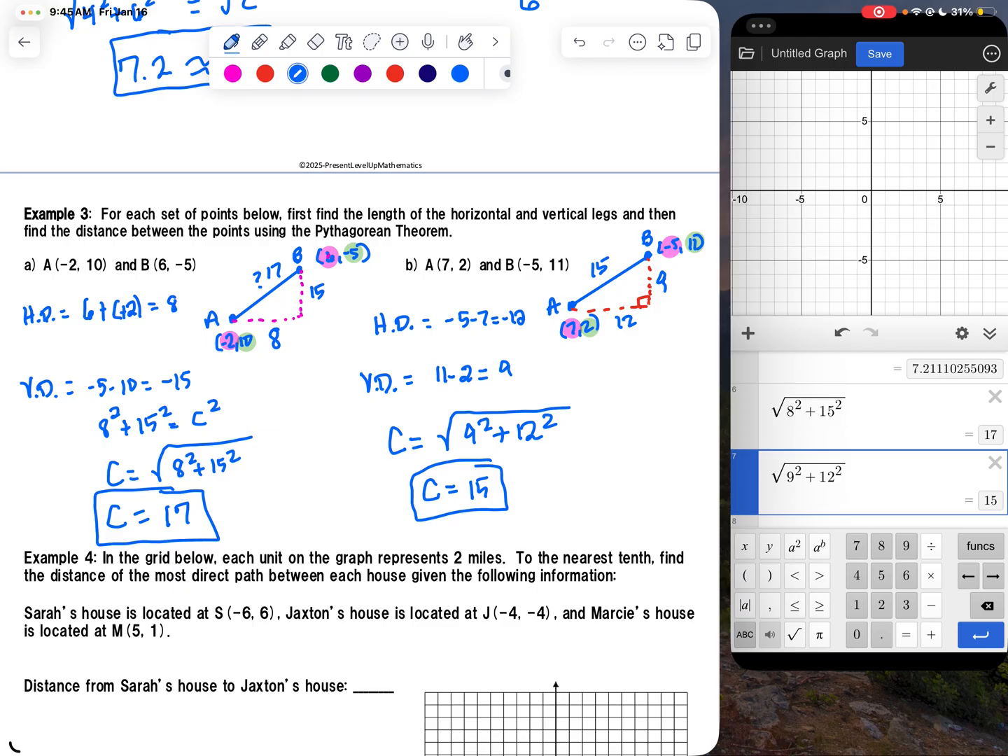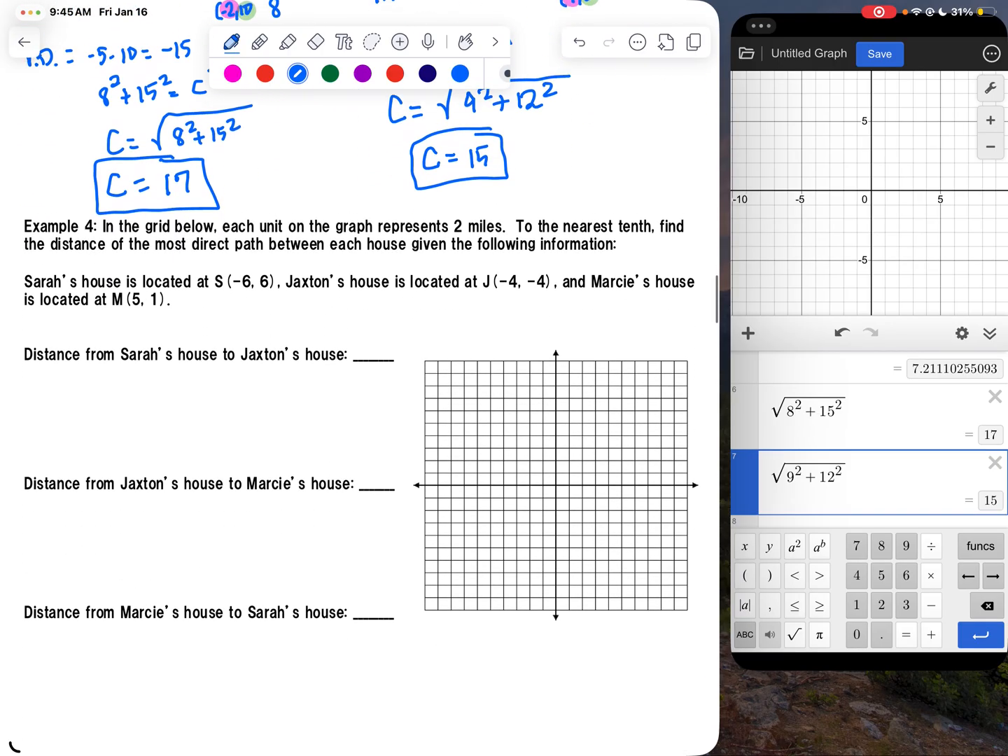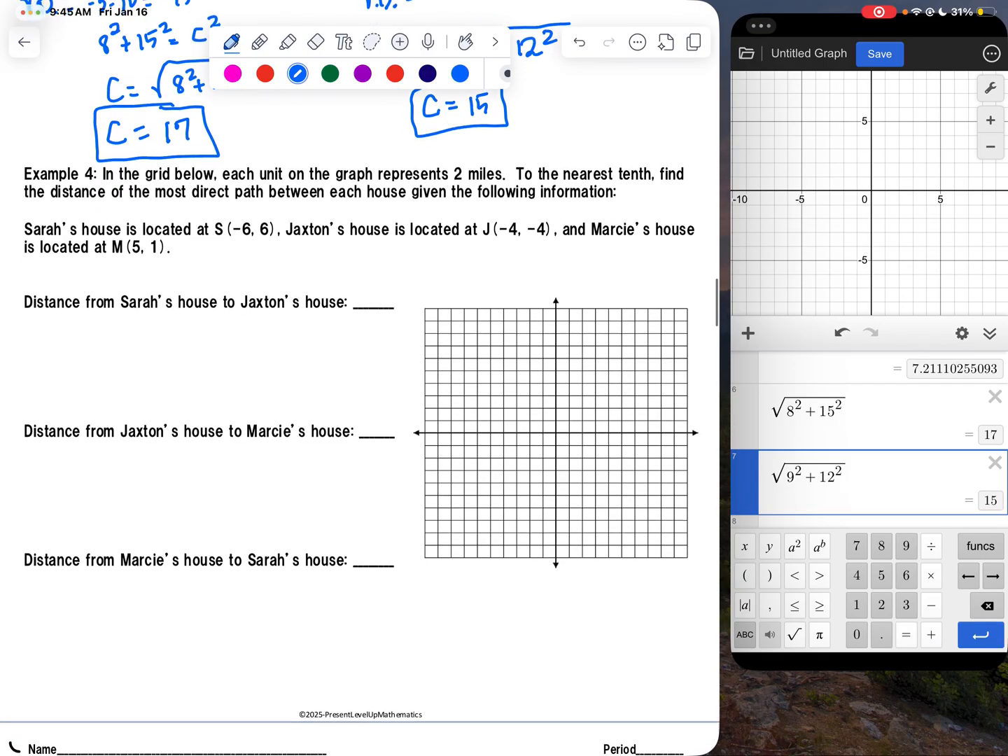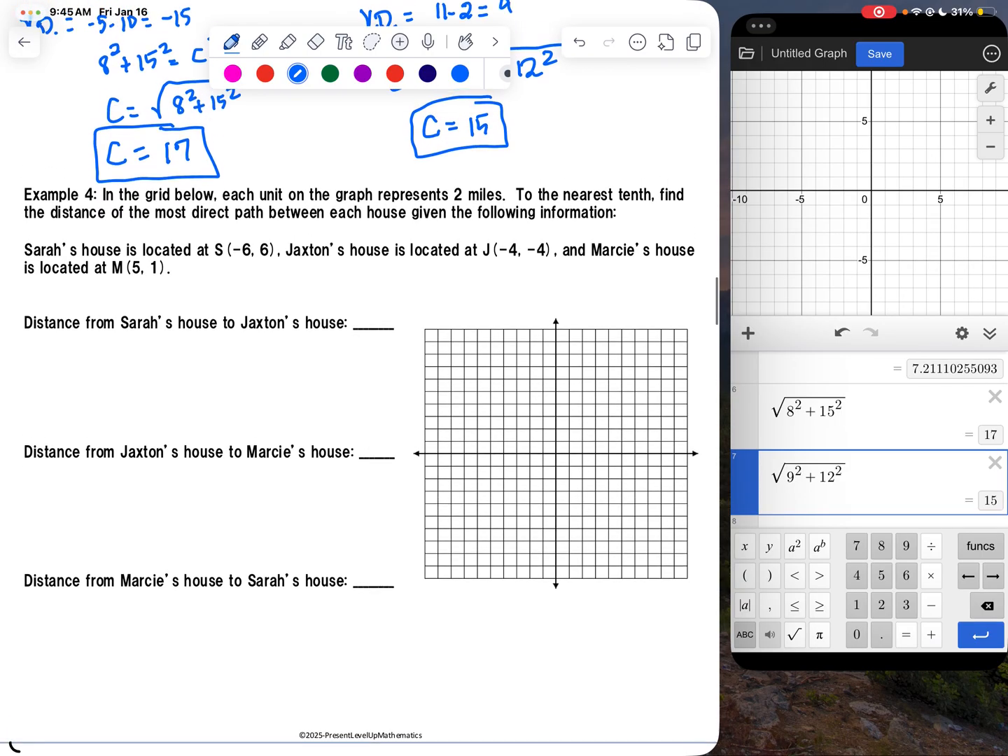All right, let's try an application of this. Example 4. In the grid below, each unit on the graph represents 2 miles. So I want to highlight that for you. That's going to be important in a minute. To the nearest tenth, find the distance of the most direct path between each house given the following information.